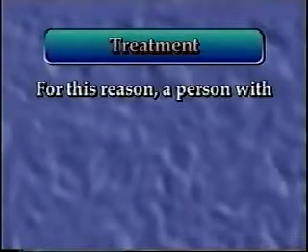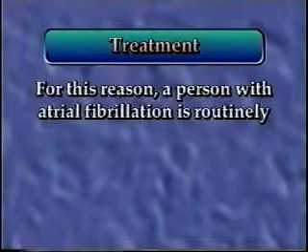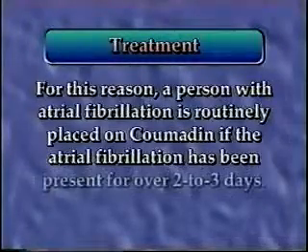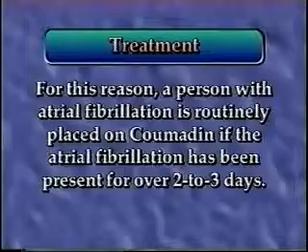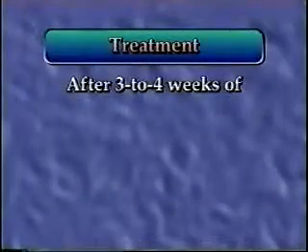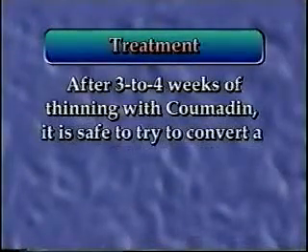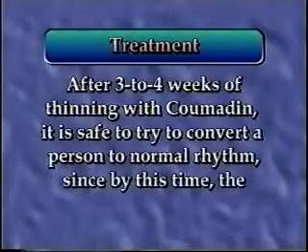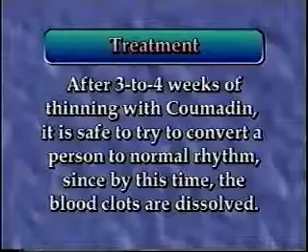If a person has been in atrial fibrillation for 48 to 72 hours, there's a substantial chance that a blood clot will have formed in the left atrium of the heart. For this reason, a person with atrial fibrillation is routinely placed on Coumadin if the atrial fibrillation has been present for over 2 to 3 days. After 3 to 4 weeks of thinning with Coumadin, it is safe to try to convert a person to normal rhythm, since by this time the blood clots are dissolved.